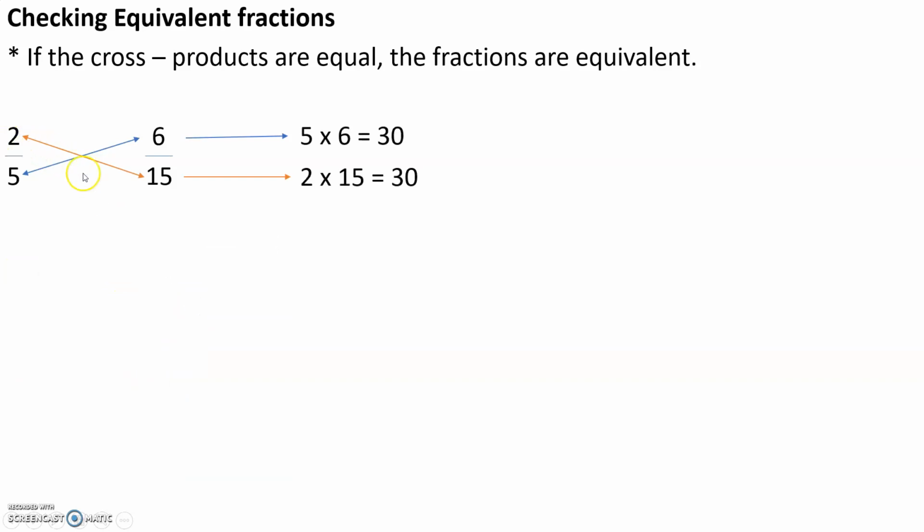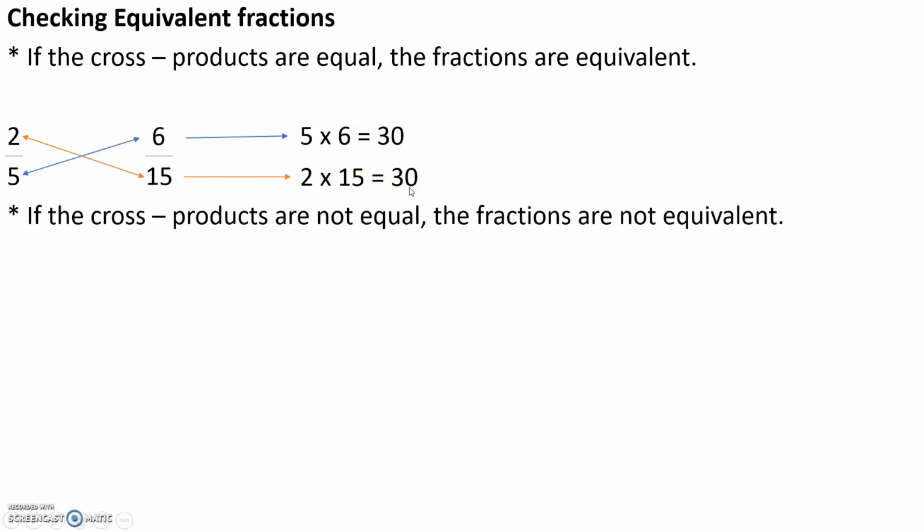Checking equivalent fractions. Now how to check? If the cross products are equal, the fractions are equivalent. So 2 upon 5 and 6 upon 15. When we cross multiply, so 2 into 15 and 5 into 6. See, 5 sixes are 30, 2 into 15 is 30. If the cross products are not equal, the fractions are not equivalent. See here, both the fractions, the numbers are 30. So that means they are equal.